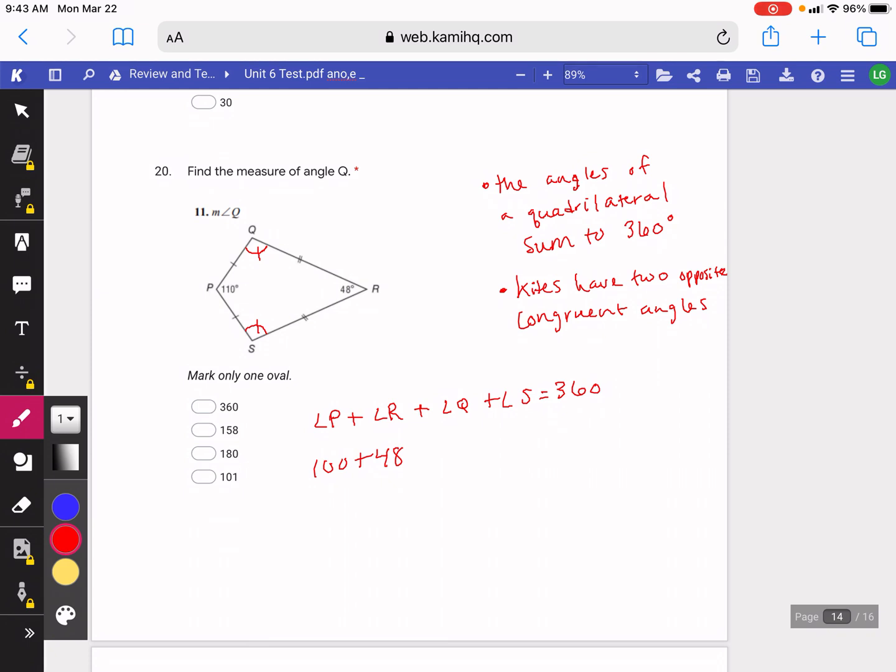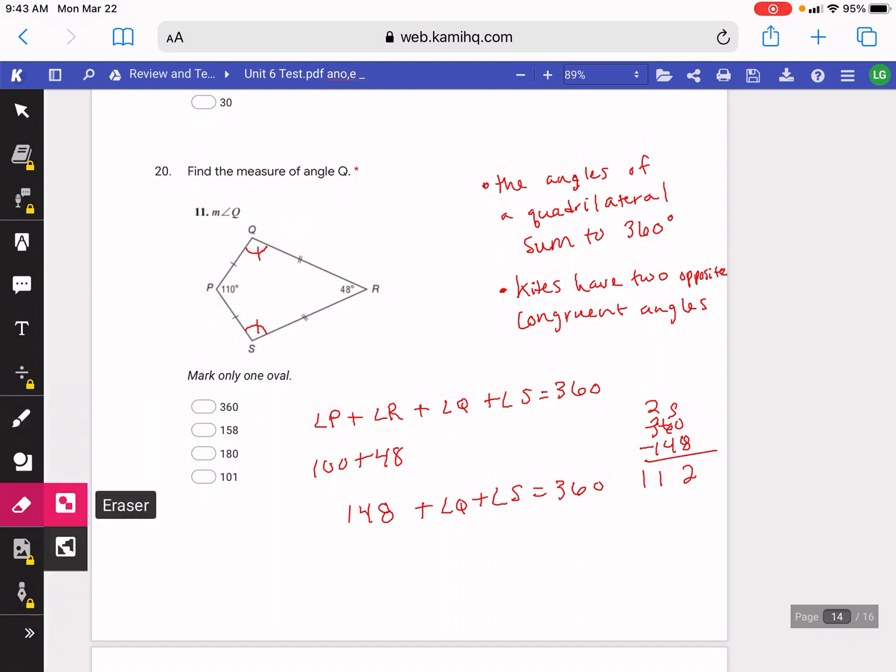So we can add those together. That comes out to 148. And then if we add those to the other 2 angles, they sum to 360. So what I would do is subtract 360 minus 148. That comes out to 112 degrees. Sorry, 212 degrees.